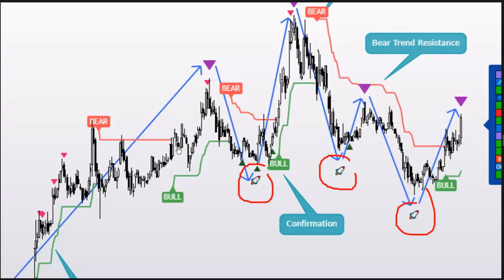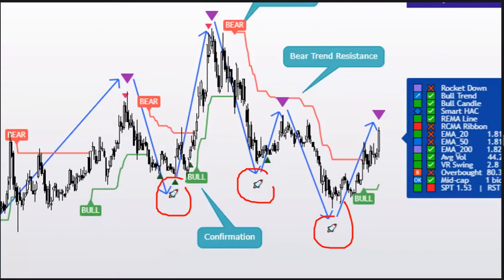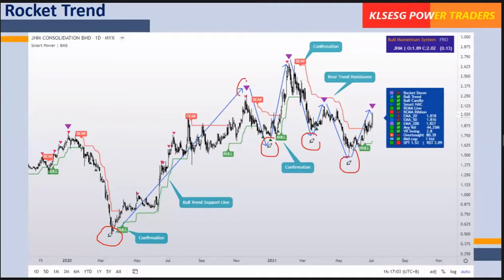Okay, so this is how it works. We can see a rocket and then a triangle, price pullback, and then rocket, price shoots up, and then a triangle, and then price pullback and then another rocket. So it's like a network of lines. They are connected. It's like a relationship. They need to look for each other, right?